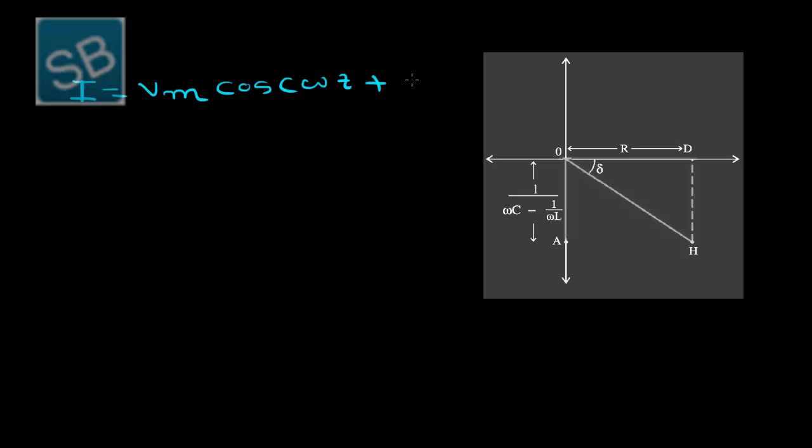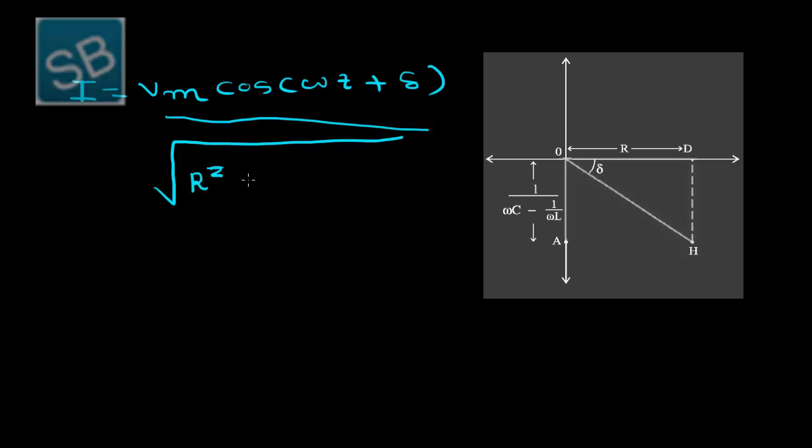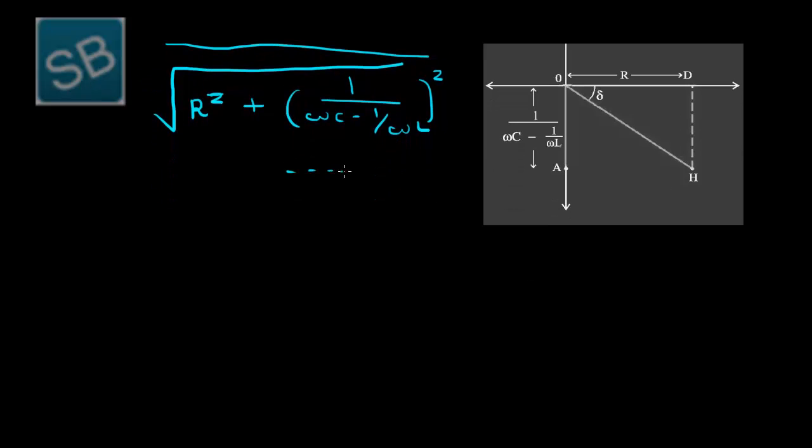and so the value of current I can be found as Vm cos(omega t plus delta). Why plus delta? Because here delta is negative, and the distance which you are taking on the negative vertical side is 1 upon omega C minus 1 upon omega L, and the horizontal distance OD you are taking as R. So the value of I will be Vm cos(omega t plus delta) upon the square root of R squared plus 1 over omega C minus 1 over omega L, whole squared. So this is the value of current passing through it.